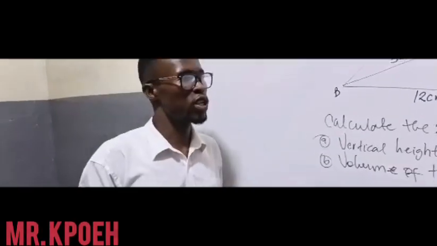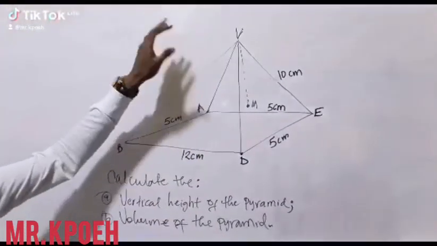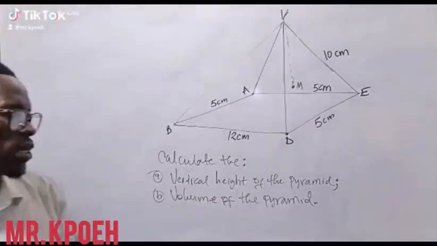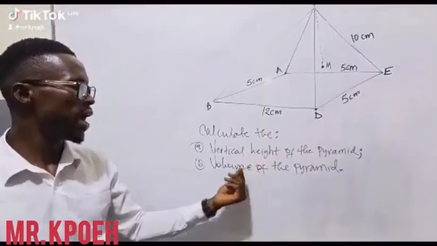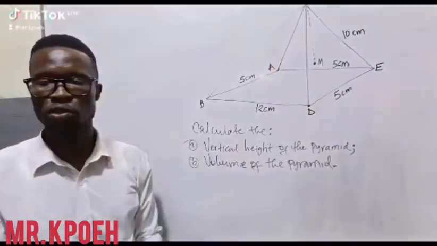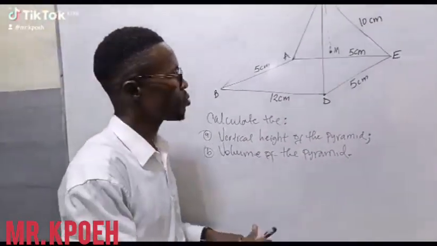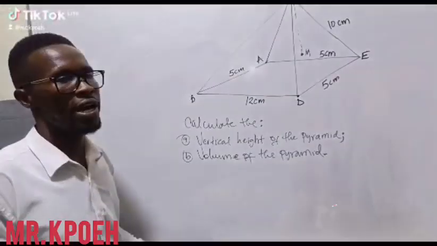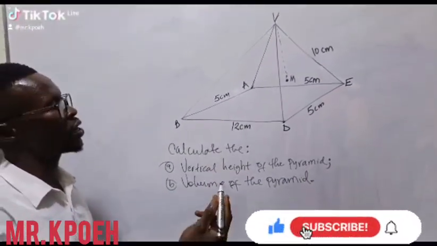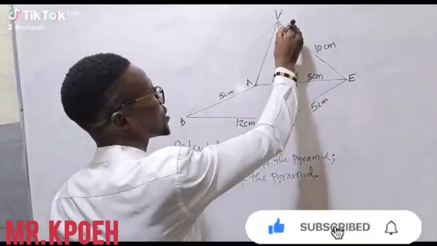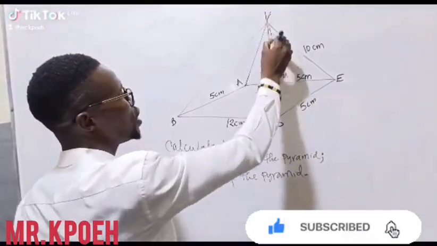All right, thank you. Today we have a diagram on the board here, and this is a pyramid, right? They're asking us basically to calculate the vertical height and the volume of this diagram you see here. So the first thing we need to identify is the vertical height of this pyramid. What is the vertical height here? If you see on this board here, the vertical height is this dotted line here from V to M.